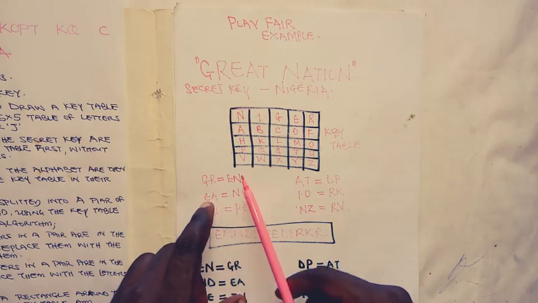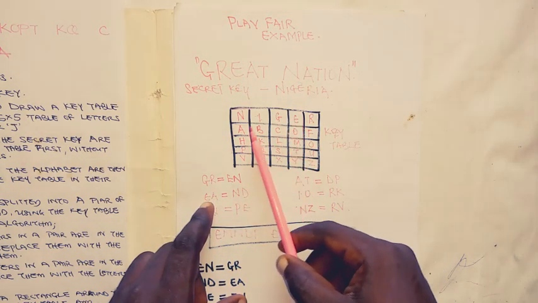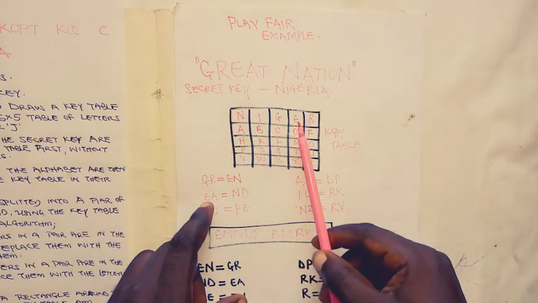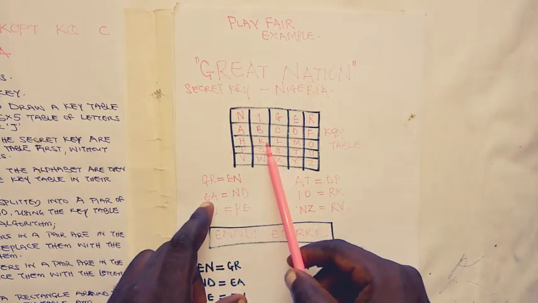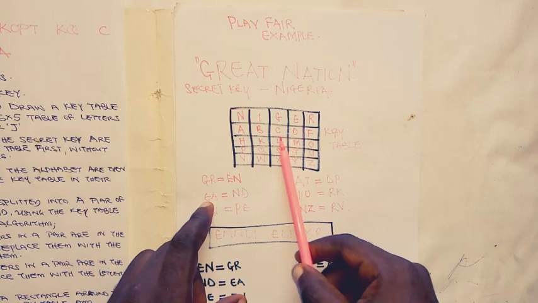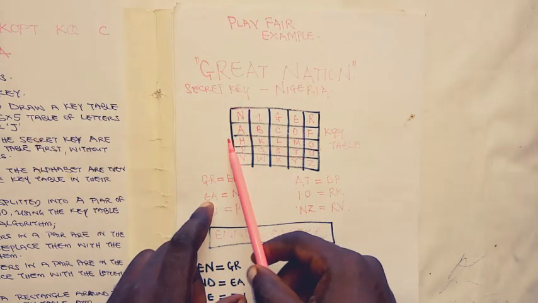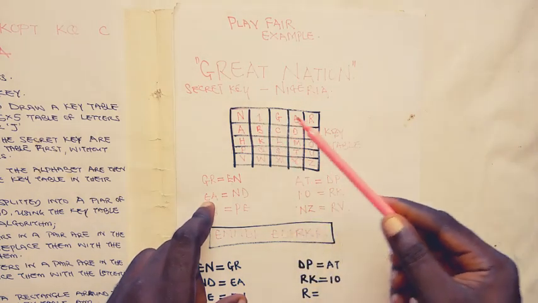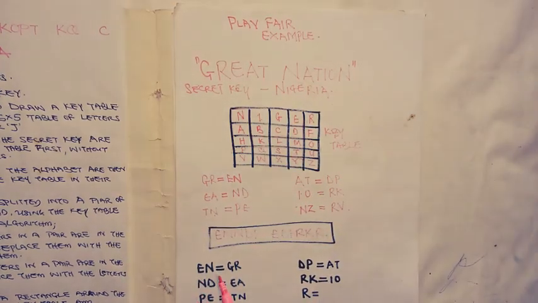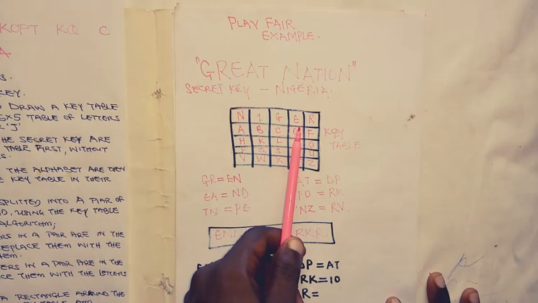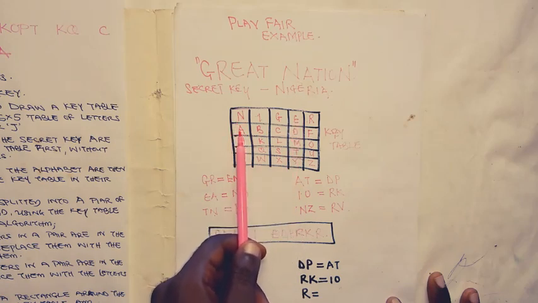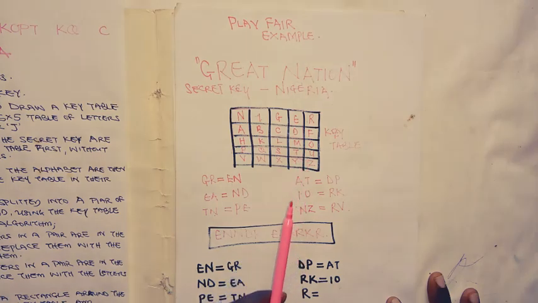For E and A, they are neither in the same column nor in the same row. So I have to draw a rectangle around them, and then I choose the letters to the horizontal opposite angle in the rectangle. Therefore, for E it is N, and for A it is D. So I have N and D.